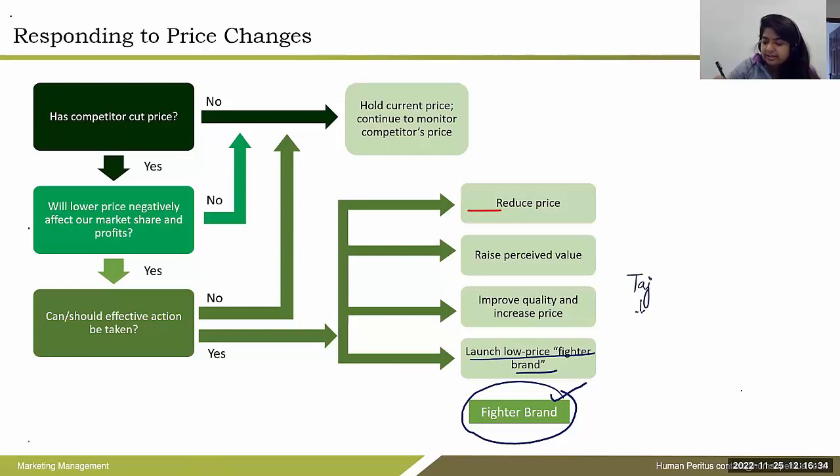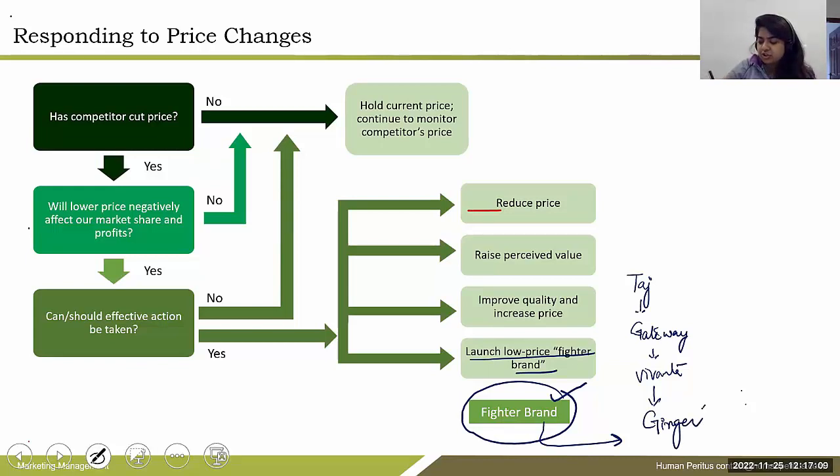Then there is Gateway Resorts by Taj. Then there is Vivanta by Taj. Any other thing by Taj? Okay. So a fighter brand to fight with these Oyo type of rooms. You know the Ginger group of hotels, self-service hotels? Have you heard of this, Ginger? This is also owned by Taj.